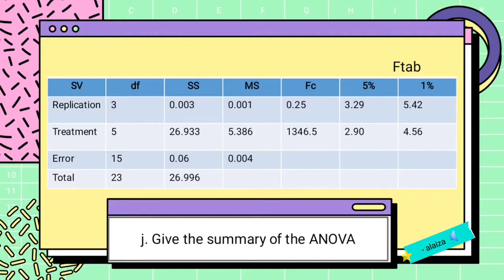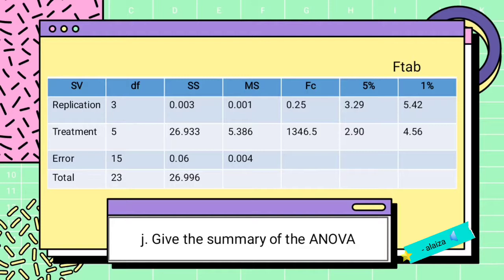In our treatment, it is 26.933. We got the totals of every block in every treatment, which are 11.1, 13.37, 17, 22.32, 19.15, and 22.35. We squared them and subtracted the CF, or our correction factor, and got the answer of 26.933.